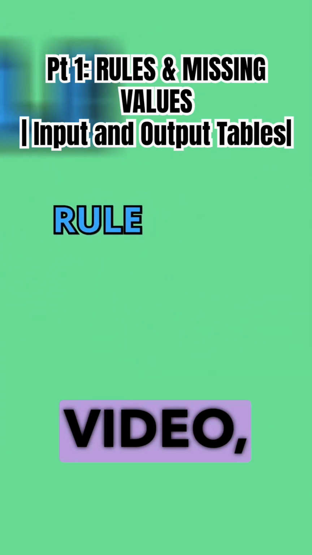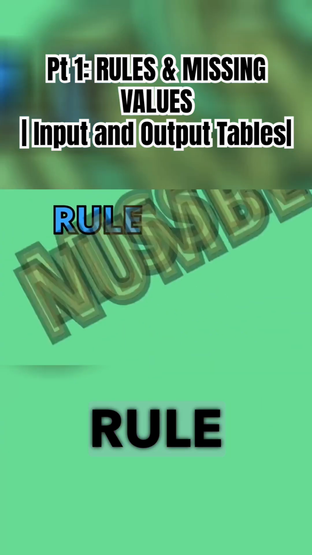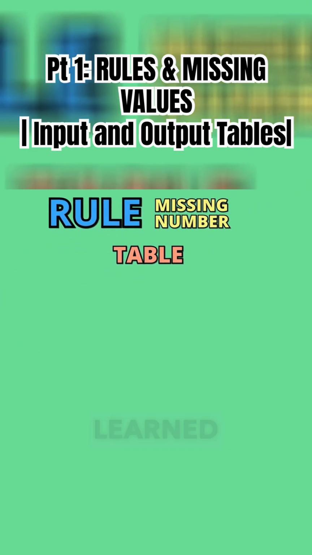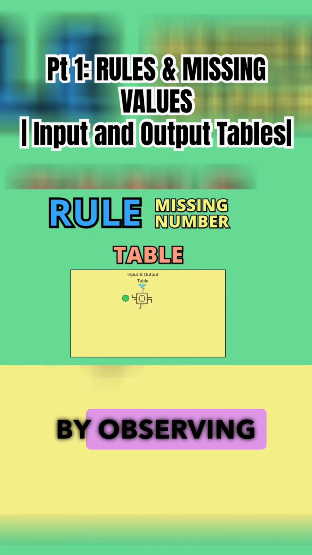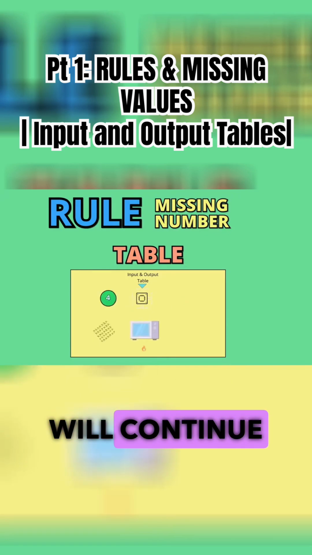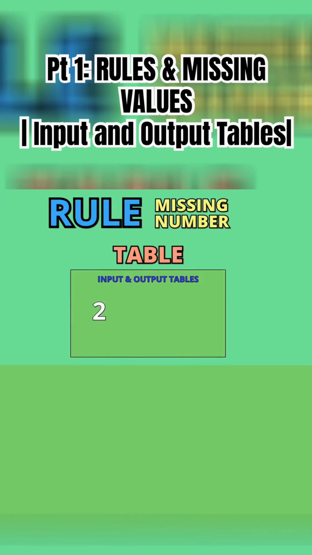In this video, we'll be learning how to find a rule and a missing number in a table. Last lesson, we learned that we can find a rule by observing a set of numbers. In this lesson, we will continue to explore this idea.